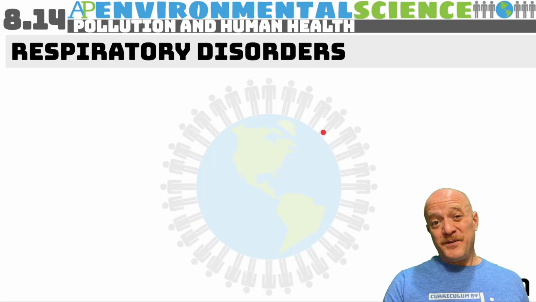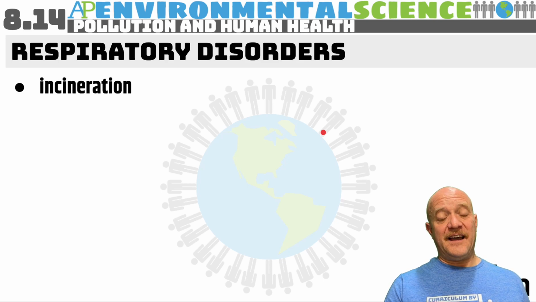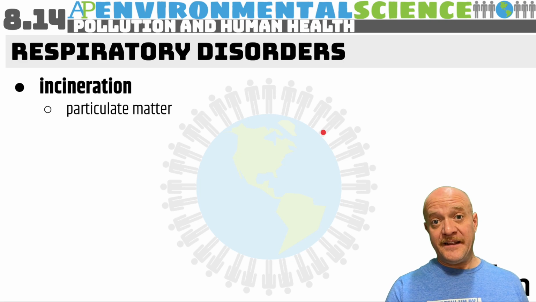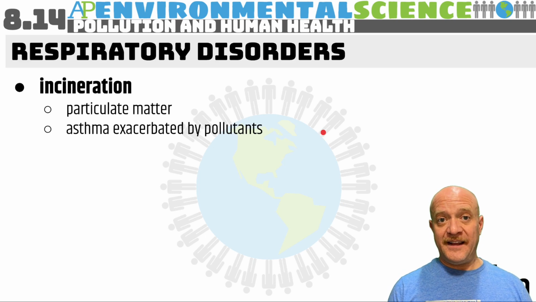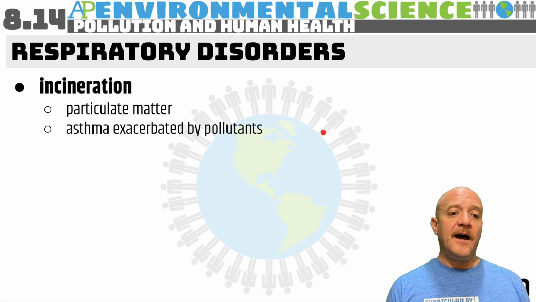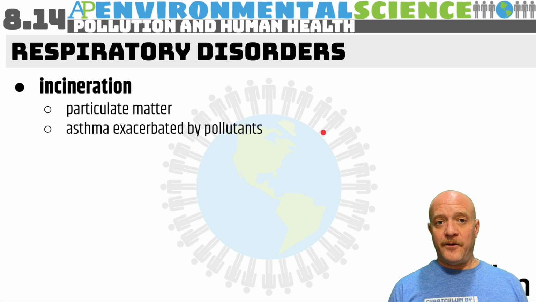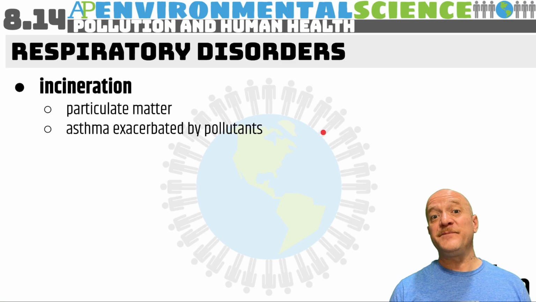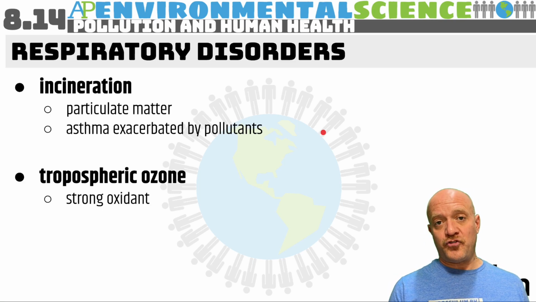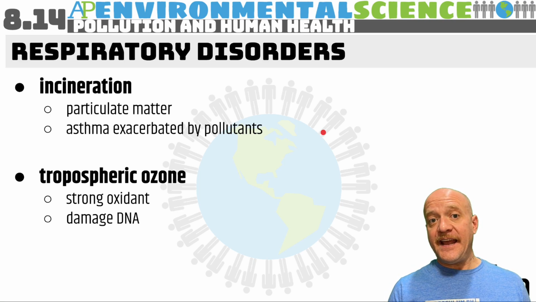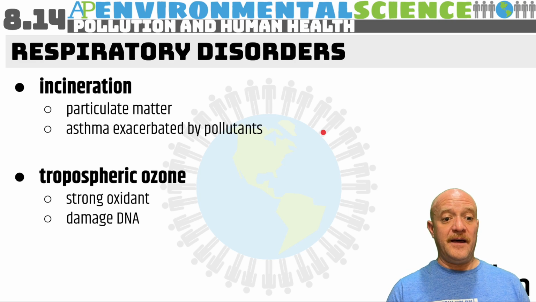We can have a lot of respiratory disorders from different things. Burning our waste or any sort of incineration can release this particulate matter, especially when you're burning plastics, or if you have waste-to-incineration electricity generation. You can exacerbate or make asthma worse by these pollutants. Another thing is tropospheric ozone is a strong oxidant. It can damage your respiratory tissue and also damage the DNA in plants and other organisms.